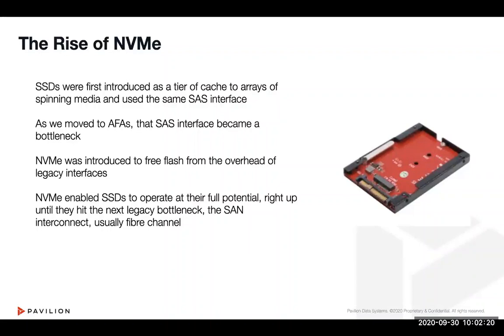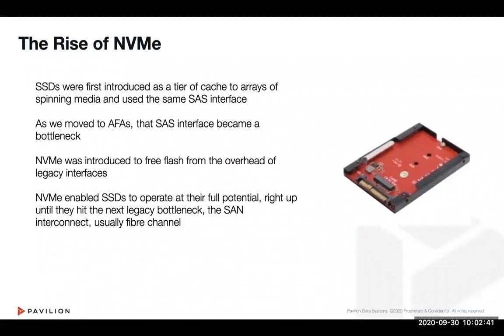With early SSDs, the flash memory was very fast, especially compared to spinning disk, but it was very expensive and it wasn't very large. So it was typically used as a caching tier. And the easiest way to incorporate that into existing spinning disk arrays was to give it the same form factor and the same interface as those spinning disks. So it was much easier to incorporate them.